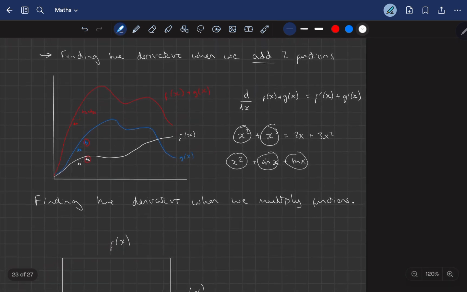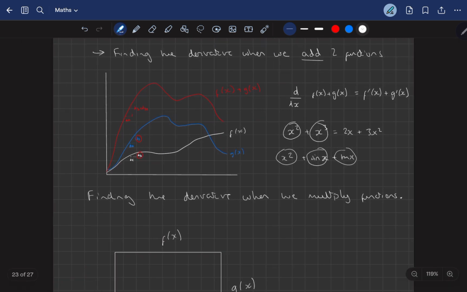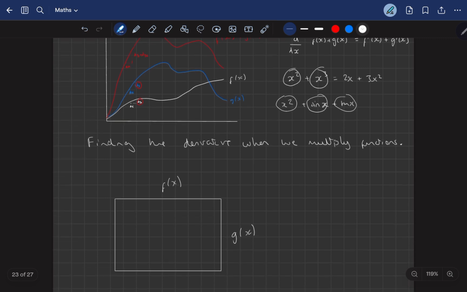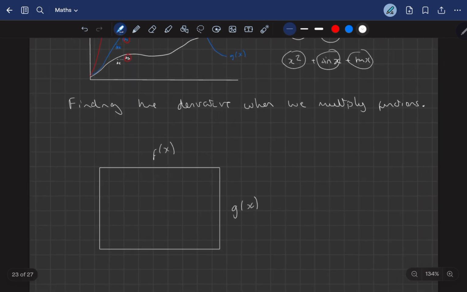Now, what if we want to find the derivative when we multiply two functions together? Okay, so we're trying to find d by dx of f of x times g of x.